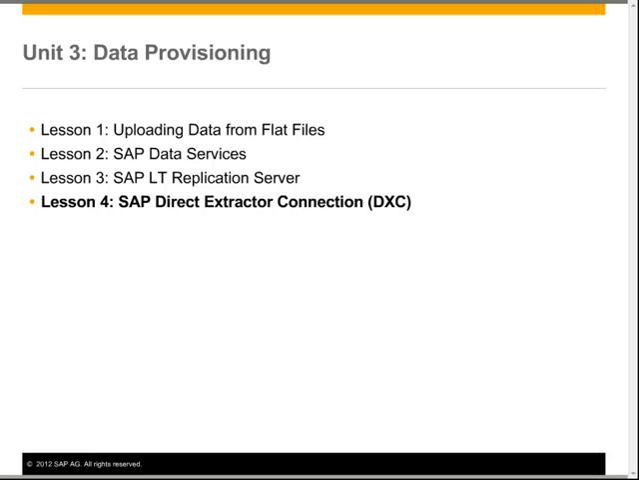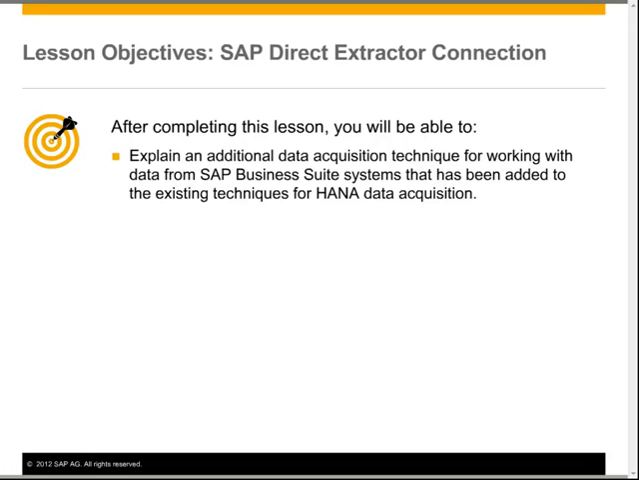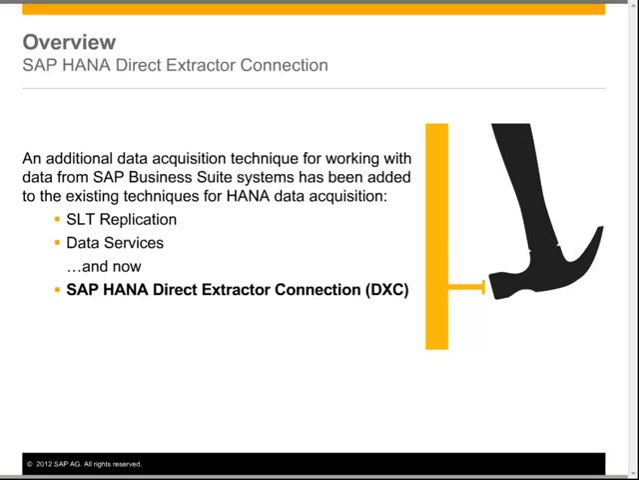We also have another possibility here of providing data in HANA. It's the direct extractor connection, DXC. So this lesson will deal with the DXC. After you've completed this lesson, you should be able to explain an additional data acquisition technique newly introduced into HANA for working with the business suite systems that has this possibility. Let's see what it is.